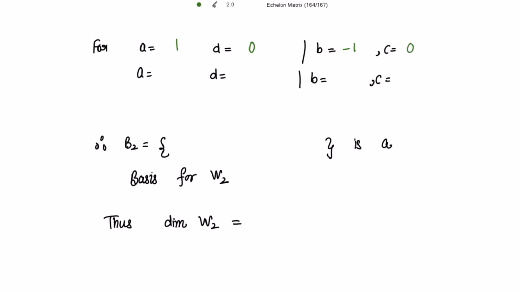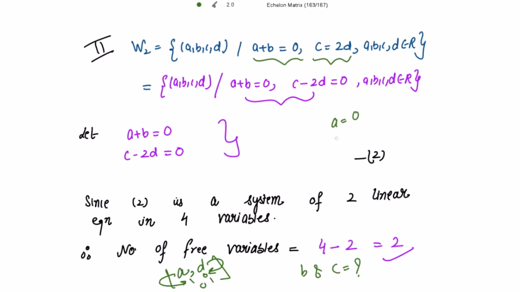And now giving the values A equal to 0 and D equal to 1. A is 0 and D is 1. For A equal to 0, we get B equal to 0. For D equal to 1, we get C equal to 2.